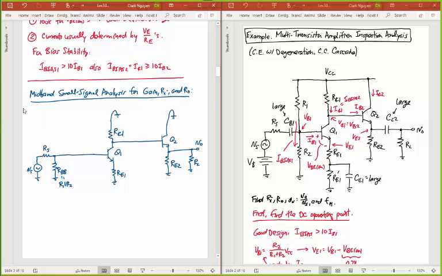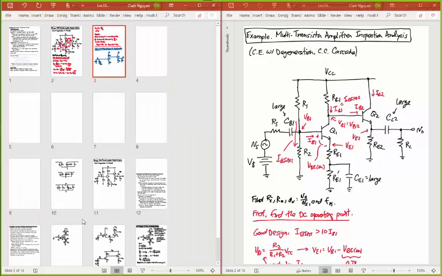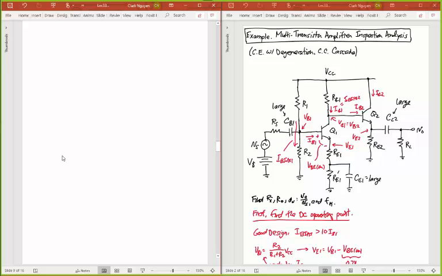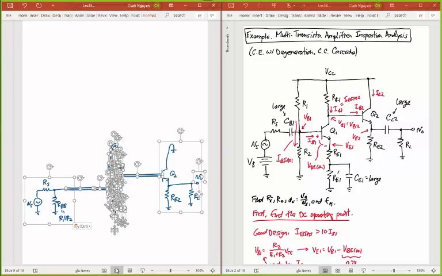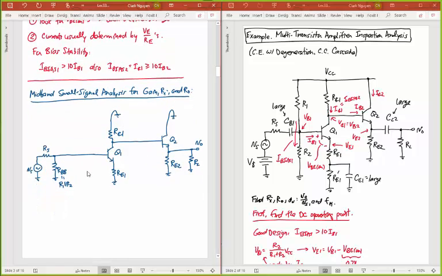I guess what I'm going to do is grab this and store it away somewhere. Let me put it down here, because when I get to high frequency analysis, I'm going to want to use that again. But for right now, we're going to do our mid-band analysis here. So we're not going to put any capacitors in here. We're just going to analyze this as is. So we want to get, again, small signal input resistance, small signal output resistance, gain, and frequency.